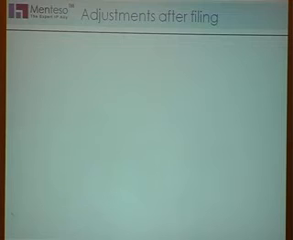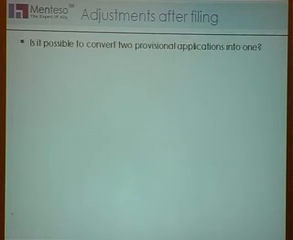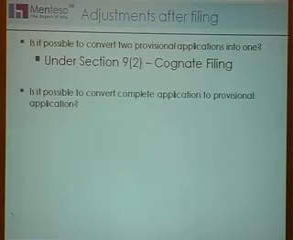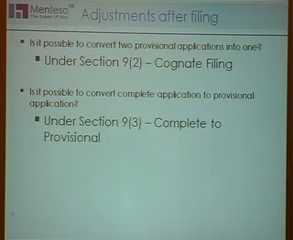All right, let's see is there any possibility for adjustment after filing the patent application. First question, is it possible to convert two provisional applications into one? Yes, it is possible under section 9.2, we call it cognate filing. Second adjustment, is it possible to convert a complete application to a provisional application? Yes, it is possible under section 9.3, we call it complete to provisional.